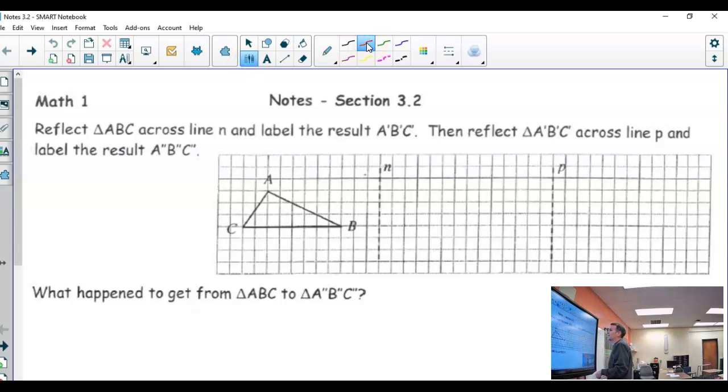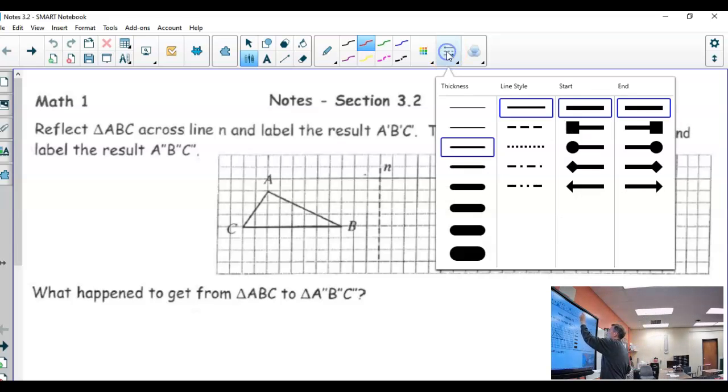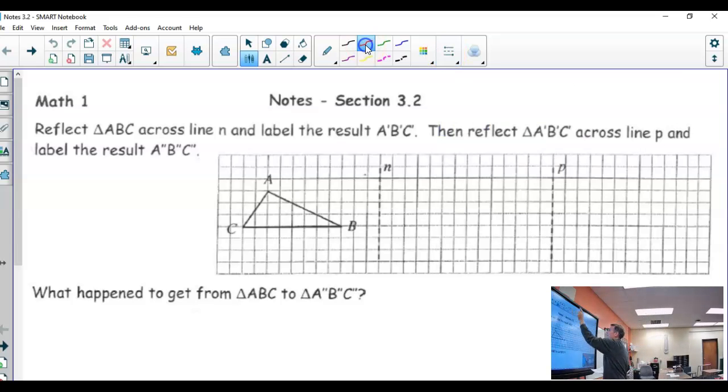Let's see. So we are doing a little exercise here to start. We're going to do a reflection, and we talked about doing reflections in the last section. So I am going to do that here. I am going to do a reflection across line N and then across line P. So first I'm reflecting this triangle ABC across N.